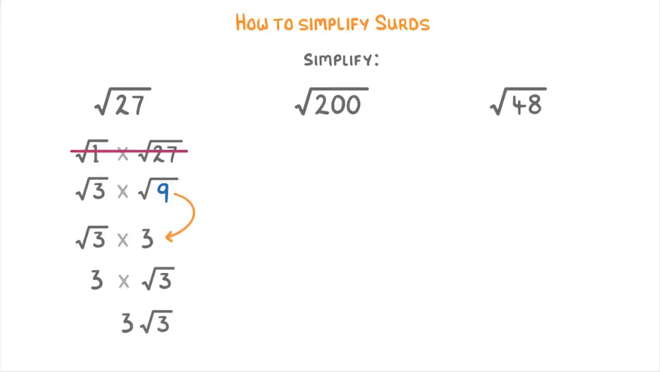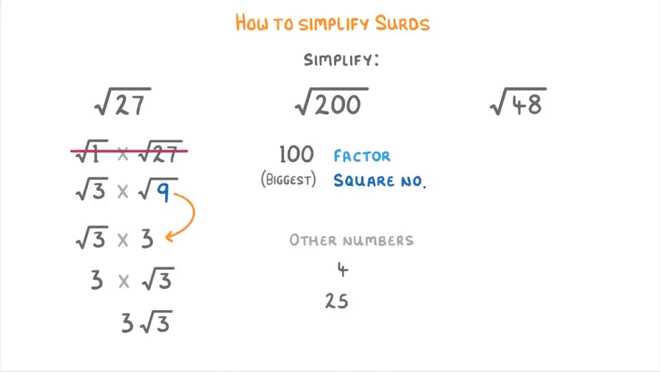For the square root of 200, it would take ages to write out all the factor pairs. So you really just need to be able to notice that 100 is both a factor and a square number. In this case, there are actually a whole bunch of other factors that are square numbers as well, like 4 and 25. But importantly, 100 is the biggest one, and you always want to go for the biggest square factor. You can still get the right answer if you pick a smaller one, but you'll just have to do a few more steps.